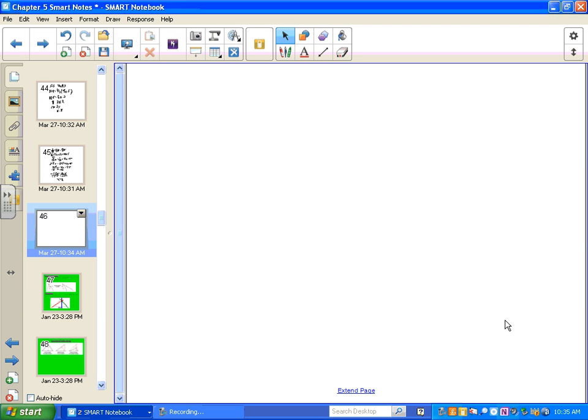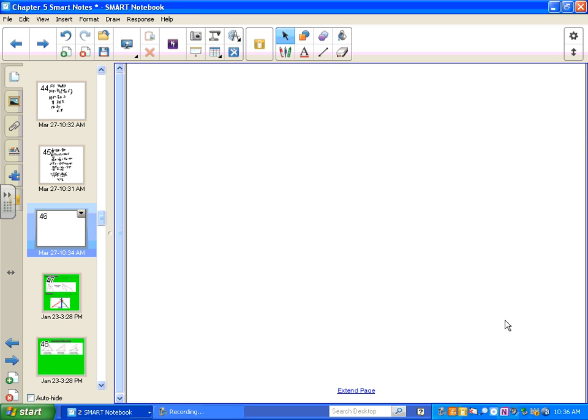How is an altitude similar to a median? Nicole. Very good. They both go from the vertex to the opposite side. They both start at a vertex. Now, how many altitudes does a triangle have?